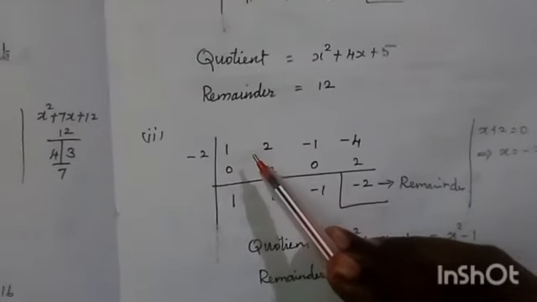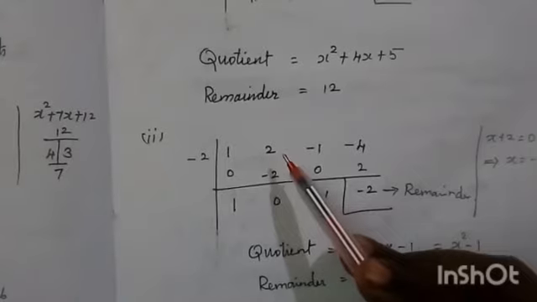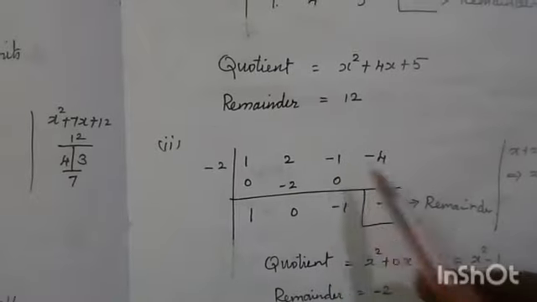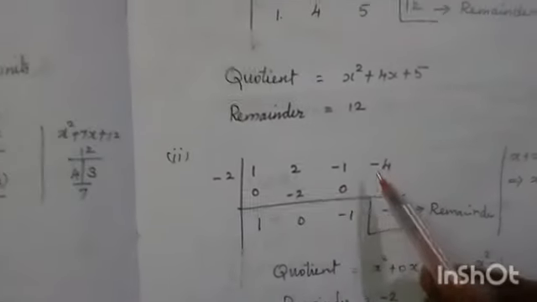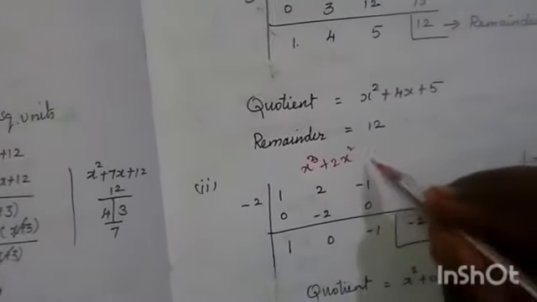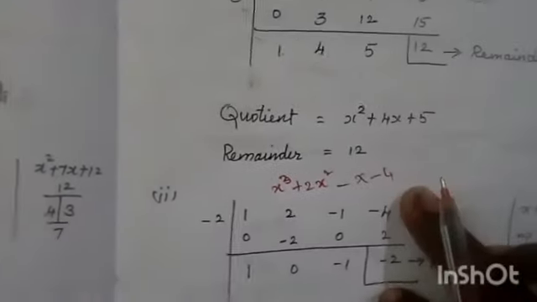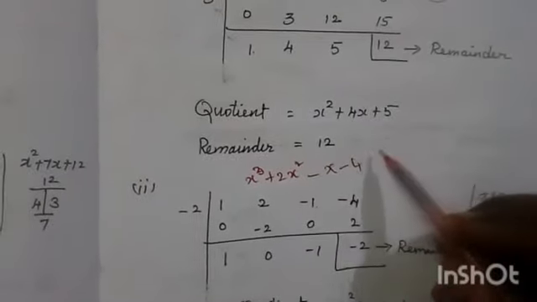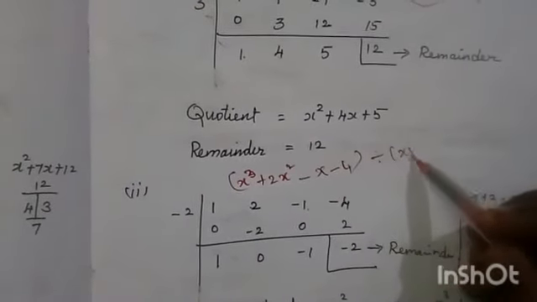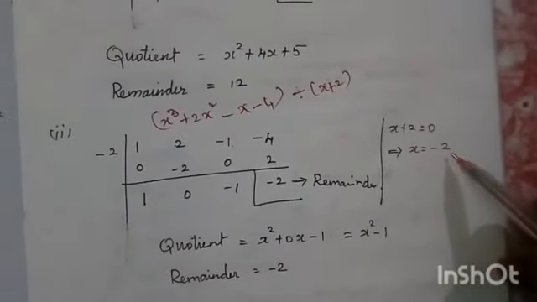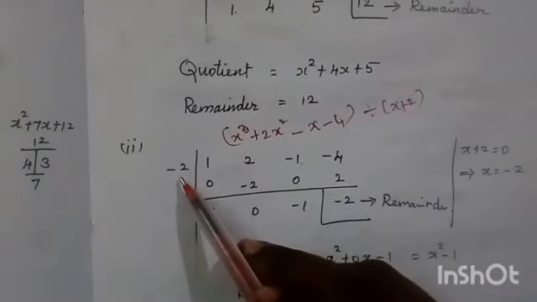The second problem is given: x cube plus 2x square minus x minus 4. We take only the coefficients. This is the given expression. So now 1, 2, minus 1, minus 4. The divisor is x plus 2, so x plus 2 equal to 0 gives x equal to minus 2. That minus 2 you write outside.